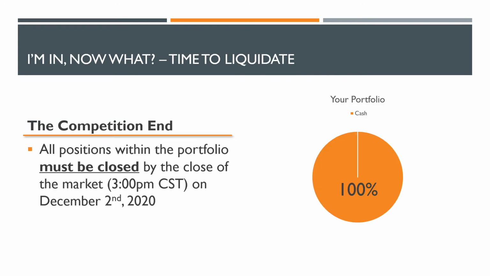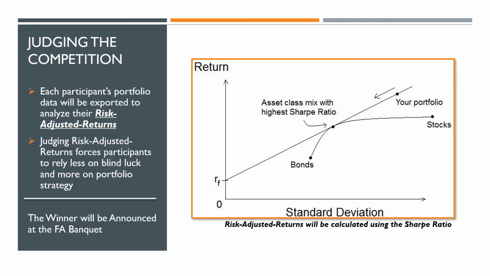Toward the end of the competition, it'll become time to liquidate your portfolio, meaning that all the positions within your portfolio must be closed by the close of the market on December 2nd this year by 3 p.m. Central Standard Time. Meaning that essentially you're just converting your entire portfolio back to cash.